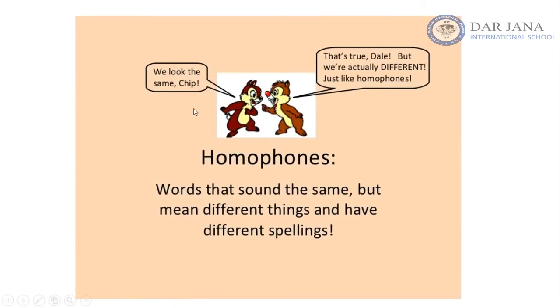So for example, look how they talk to each other, this twin. We look the same, Chip. That's true, Dale, but we're actually different, just like homophones. So homophones are words that sound the same, but mean different things and have different spellings.